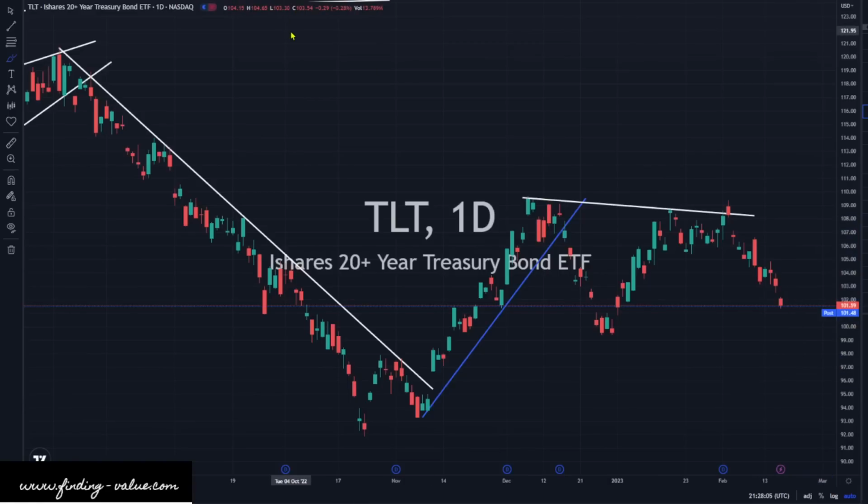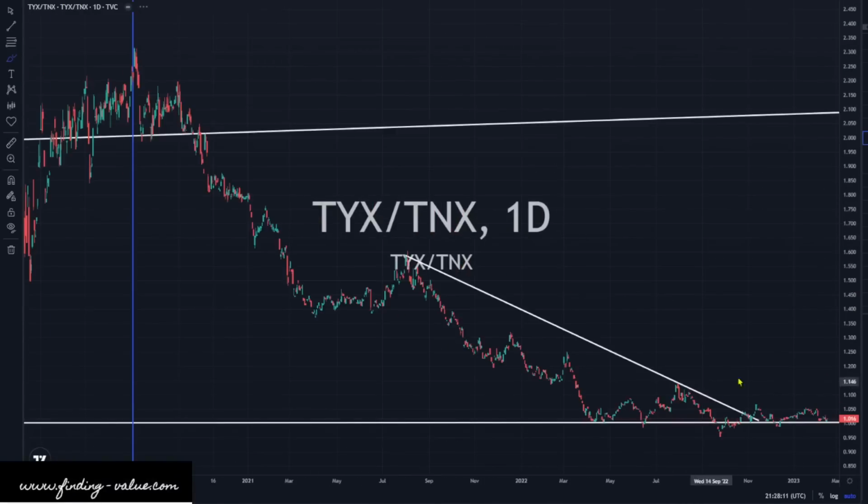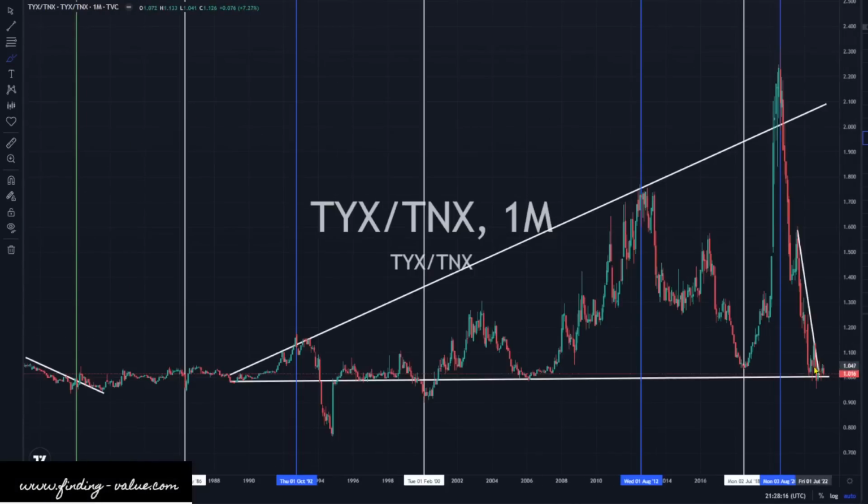This is all short-term movements that I'm talking about. And then the TYX-TNX ratio, again, when this is low, and we can be down here for a while, we can go down like this. We can even go a little bit lower. When this ratio is heading lower, the curve is inverting. When the ratio is uninverting or normalizing, it goes up.